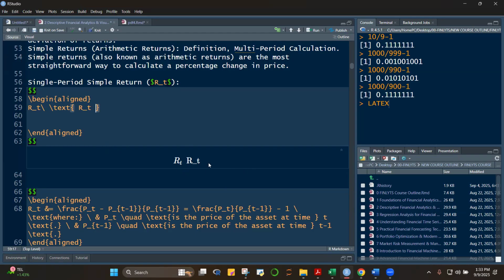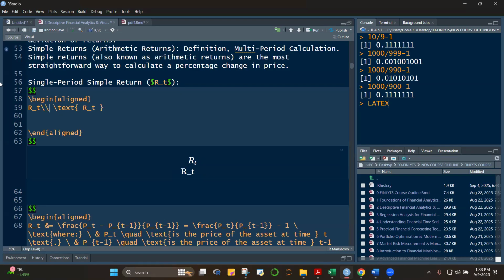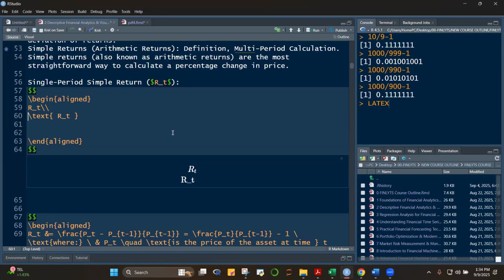If you want to put this in another line, class, then you do it this way. Okay, you put this with a double slash. There you go, class. See? It's now in the next line. And my suggestion is put it, Control Enter, in the next line. So this indicates that the next text should be in the next line. There you go. Okay, R sub t and then R slash text sub t.